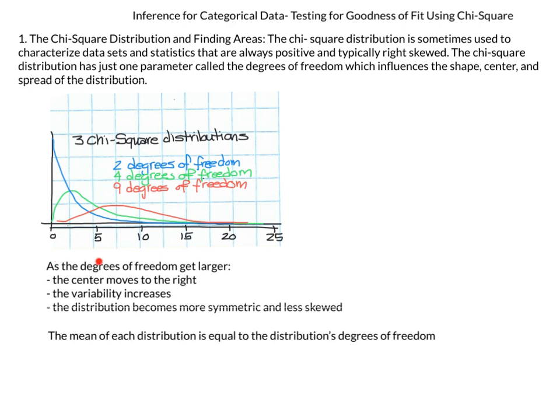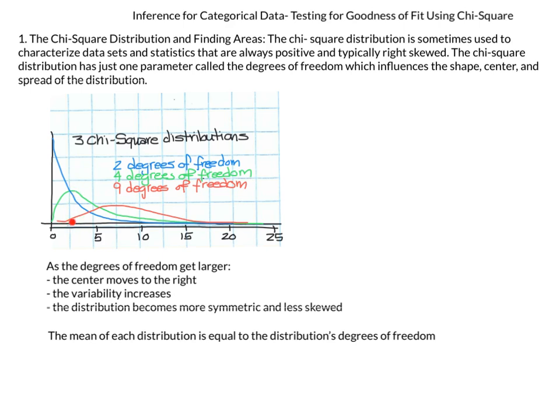And you can see as the degrees of freedom get larger, from the blue to the green to the red, the center moves to the right. Here you can see the center for the blue is at 0. The center for the green, it looks like it's somewhere closer to 3.